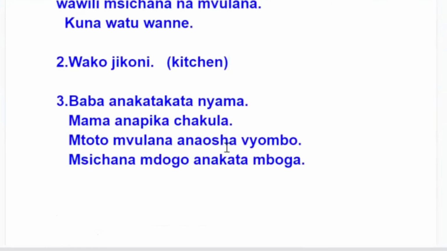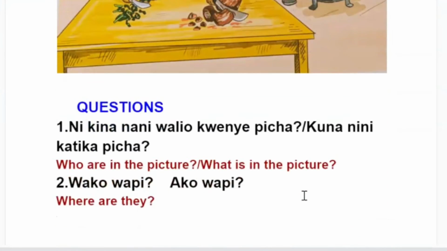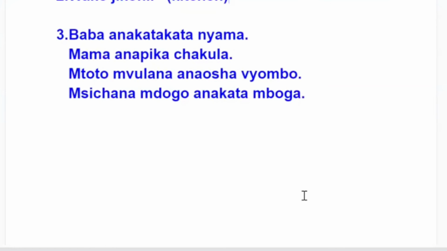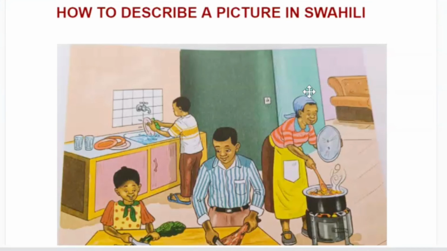The second sentence, mama anapika chakula. Mother is cooking food. We can see mother over there trying to prepare a meal. It looks delicious. Chakula kitamu sana, very delicious food. Then the third sentence, mtoto mvulana anaosha vyombo. The boy is washing the dishes.